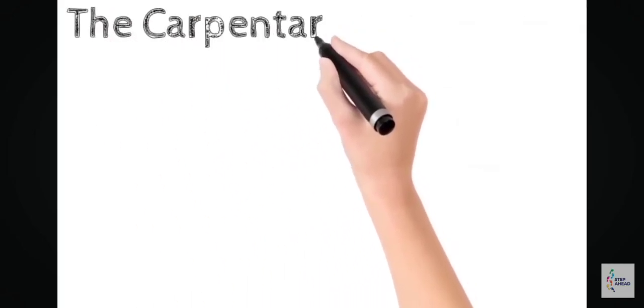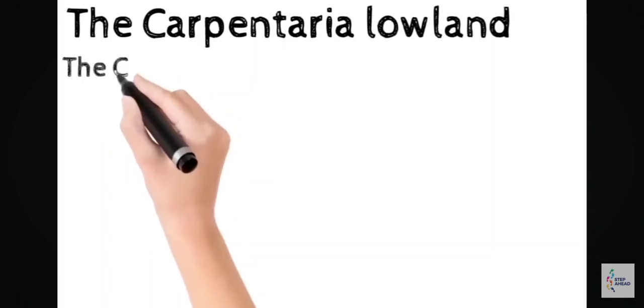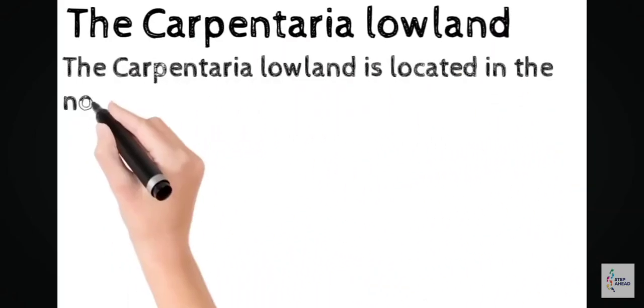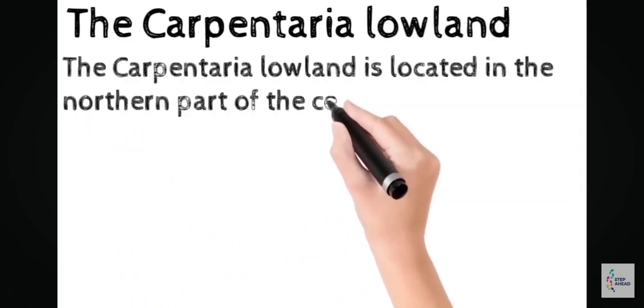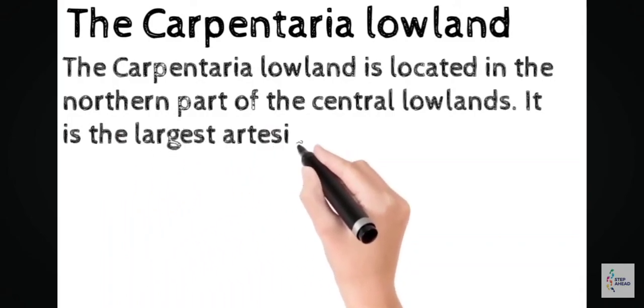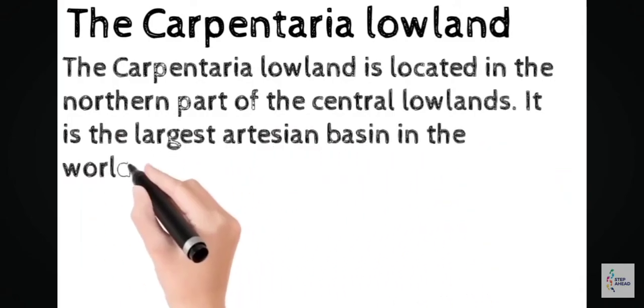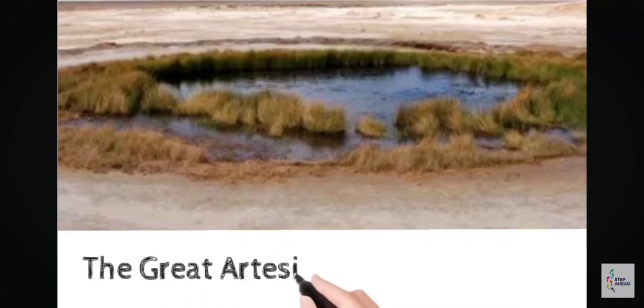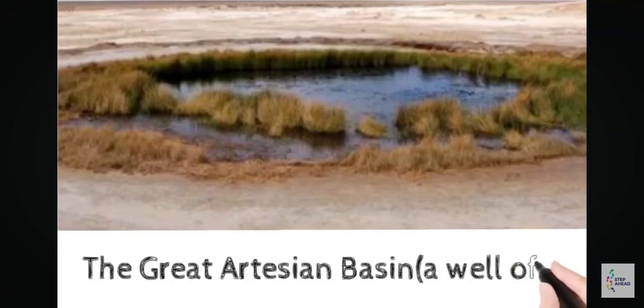The Carpentaria Lowland. The Carpentaria Lowland is located in the northern part of the central lowlands. It is the largest artesian basin in the world. The picture now coming is of an artesian well, and these artesian wells make up the Great Artesian Basin.